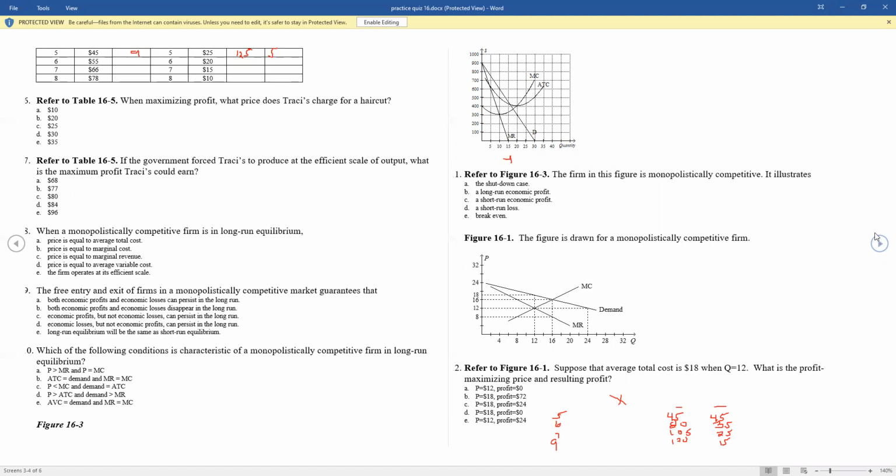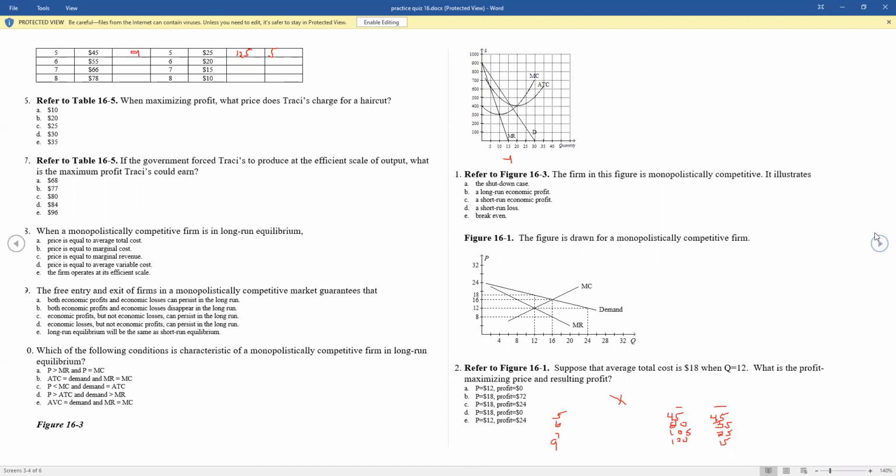All right. Number 9, the free entry and exit of firms in a monopolistically competitive firm guarantees that B as in broccoli, both economic profits and economic losses disappear because firms enter, which would lower demand and marginal revenue, or exit, which increases demand and marginal revenue until you get to 0 economic profits.